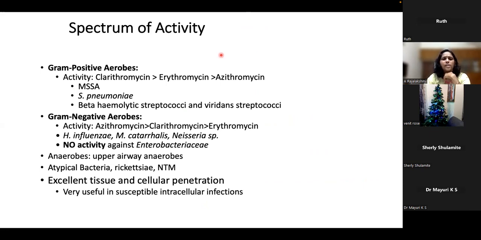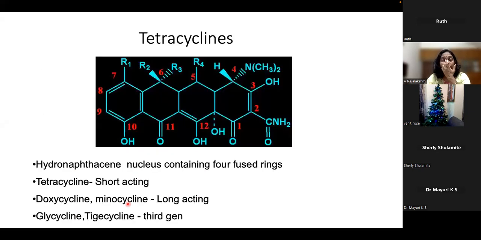Gram-negative aerobes, again, azithromycin is better and commonly used for Salmonella infection more than any other gram-negative. And it doesn't have any activity against Enterobacteriaceae. So it should not be used for E. coli or Klebsiella. It is not a great drug for anaerobes. It covers atypicals like Mycoplasma, Legionella, and Chlamydia. It is also useful for rickettsial infection like scrub typhus and non-tuberculous mycobacterial infection. It has a very good tissue penetration, and it attains very good levels intracellularly.